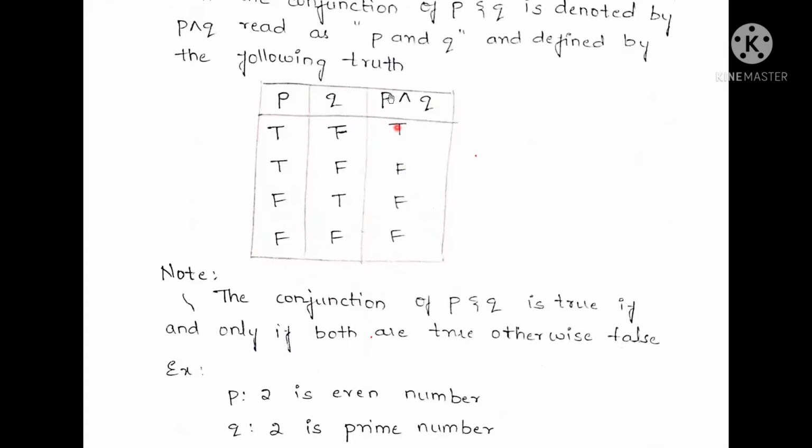So what you have to remember in conjunction is that whenever the statement P is true and the statement Q is true, then only P and Q will be true. The rest of the other statements will be false. So remember one condition: if P is true and Q is true, then only the condition is true, otherwise the condition is false.